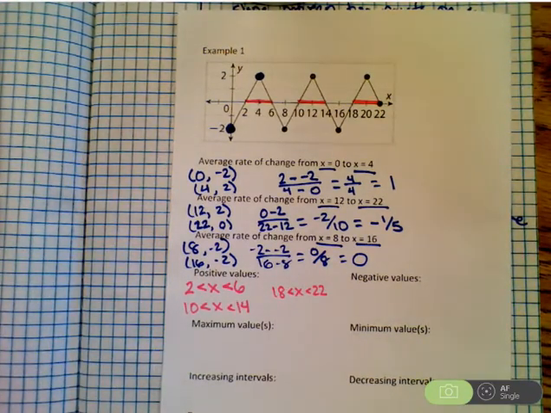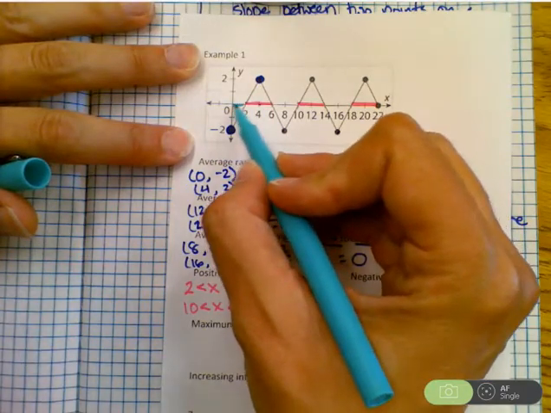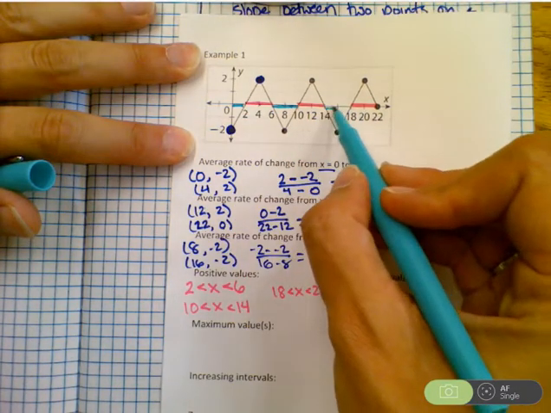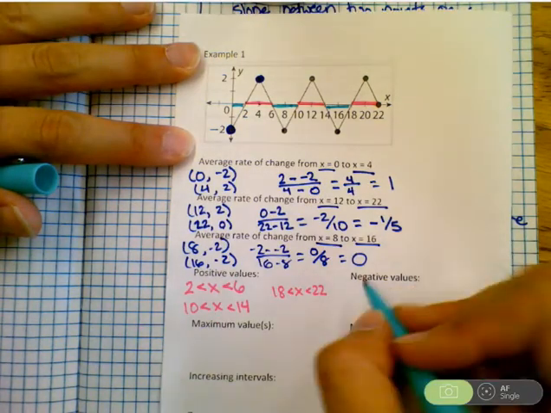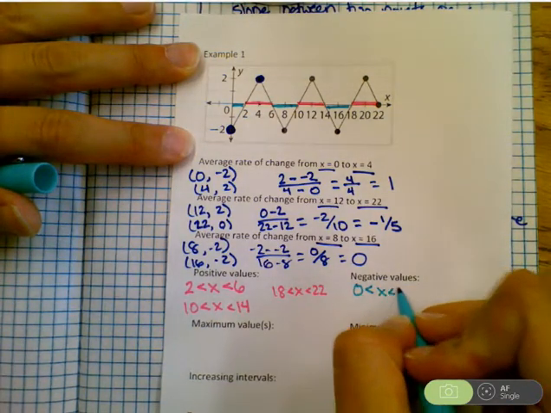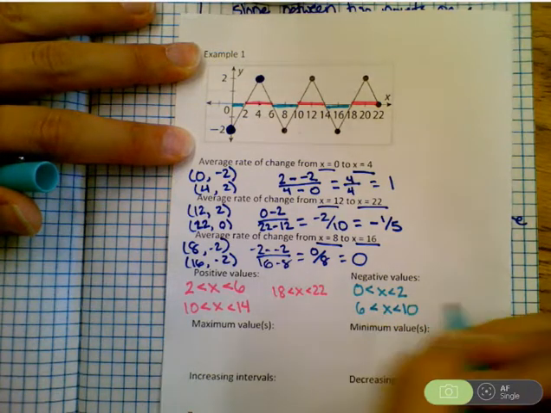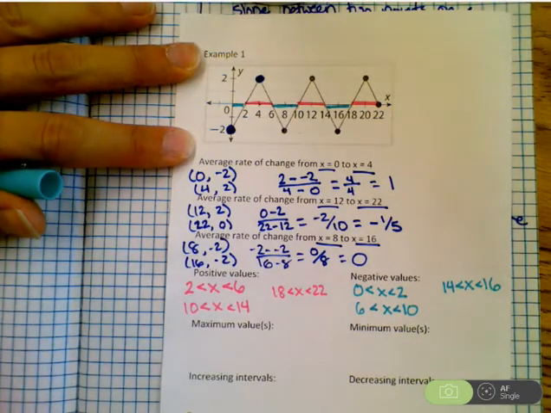Negative values then, I'm going to switch colors. So we look for everything below the x-axis. So here I'm below the x-axis, here below the x-axis, and here. So again, then I just write those in interval notation. So between 0 and 2, between 6 and 10, and between 14 and 16, I have negative values.